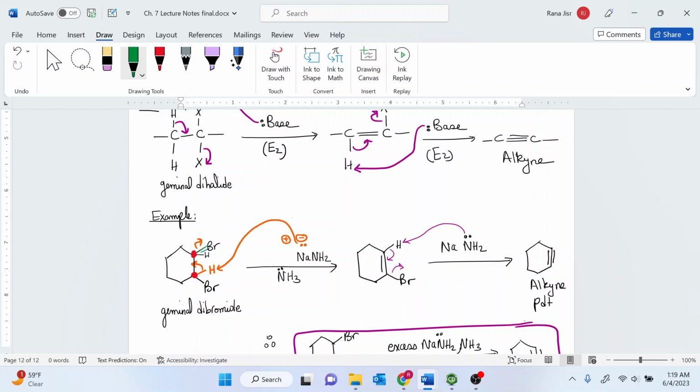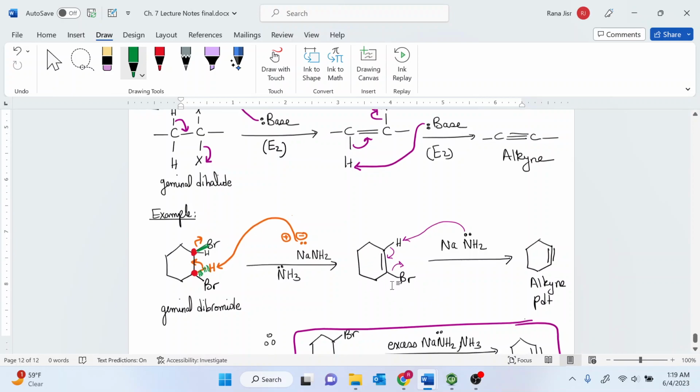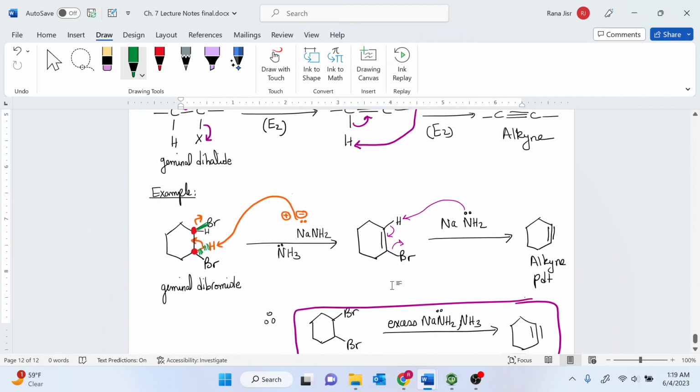So if this bromine is in front, then this hydrogen is going to be at the back, so that the base can come and take this hydrogen, form a double bond, and the bromine is going to leave. So you're going to end up getting your first alkene in this case, and then for the second elimination, again, the base is going to come and take the hydrogen, form a triple bond, and the bromine is going to leave. And you're going to end up getting your alkyne product.